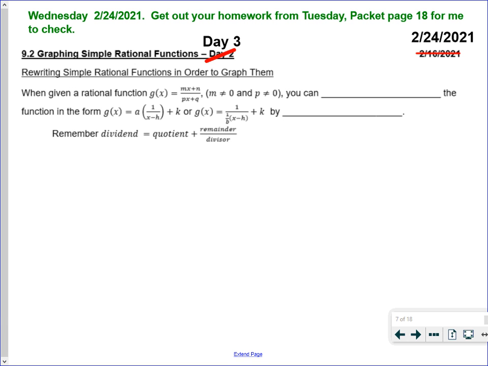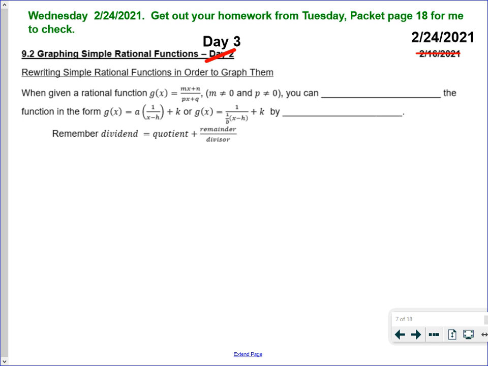How's it going, guys? Today in this video, we're going to be going over Module 9.2. Originally, it was Day 2, but now it's going to be Day 3. And we're going to be going over how to rewrite simple rational functions so we can actually graph them.